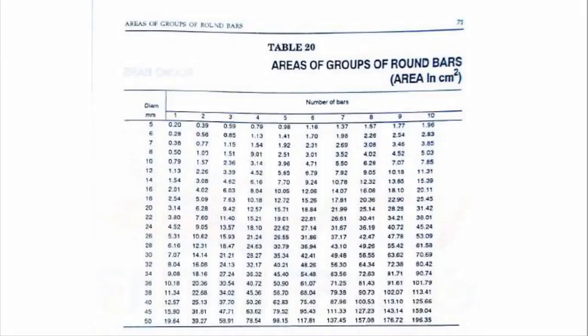So I request everyone to pause this video and move on to steel table page number 71. Again, pause this video, take your steel table and move on to page number 71. There you will see this table, table number 20. It is for the area of a group of round bars, that is circular steel bars that we use in RCC. The main thing to notice here is that the area is given in centimeter square, so while calculating we need to take account of this.